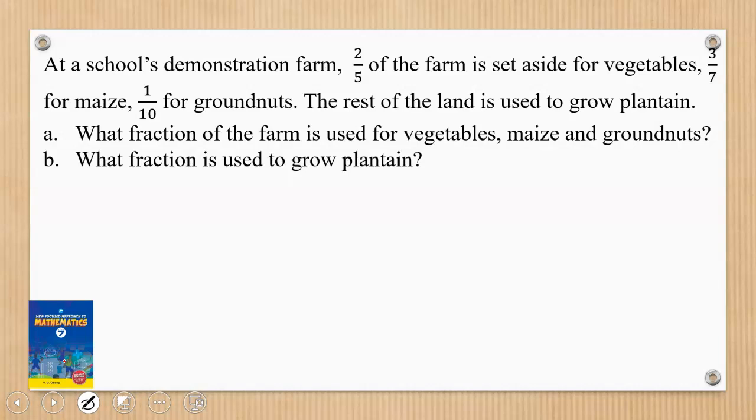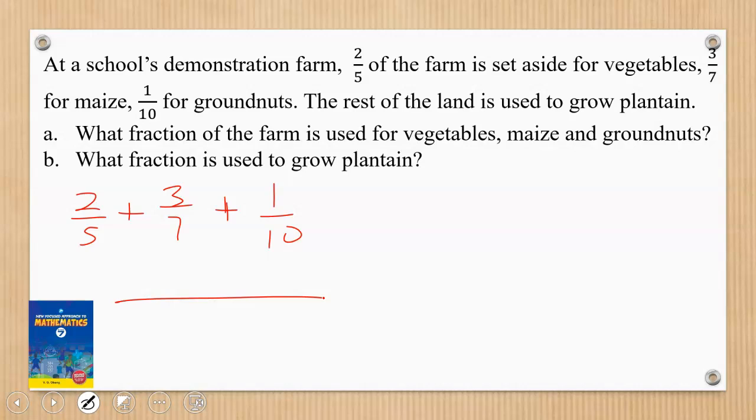And the vegetables gave us 2/5. Okay, then we are going to add, because we want to look at the part of the land that is used for vegetables, maize, and groundnuts. And so we are going to add the vegetable part, which is 2/5, and then 3/7, and then 1/10. So this is the portion of the land that was used to grow groundnuts, maize, and vegetables. When we add all this together, we need to find our LCM.